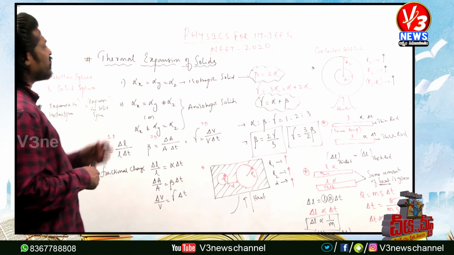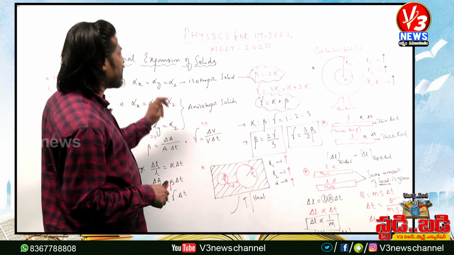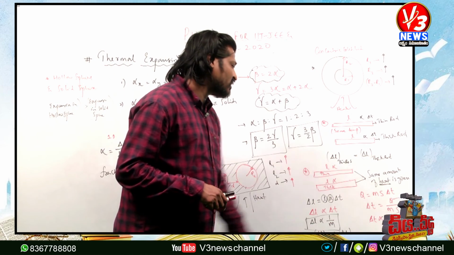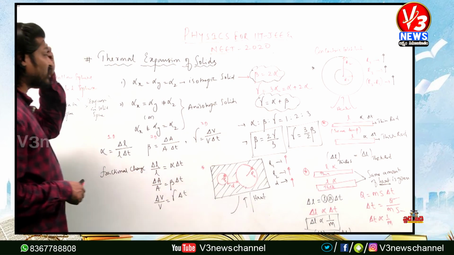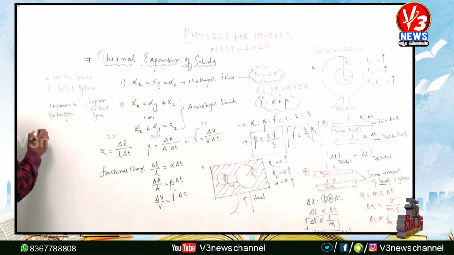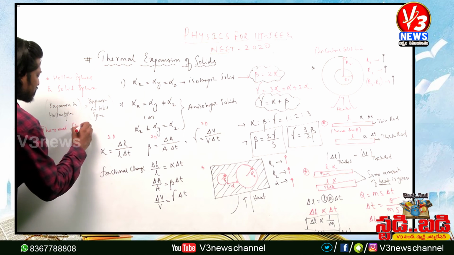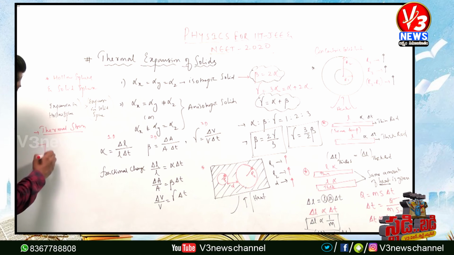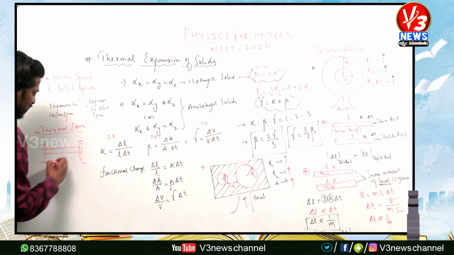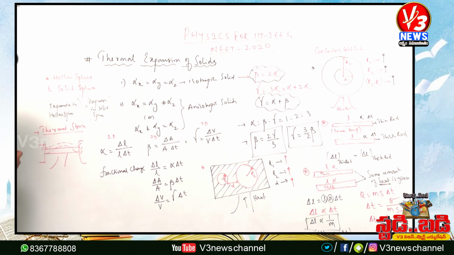If you need to do some problems on this, concentrate on problems with isotropic as well as anisotropic solids, and some on concentric shells of the given condition. And we have one more term called thermal stress. Thermal stress is nothing but what? When a rod is fixed between two rigid supports and you give a certain amount of heat, a small bending is seen because of the stress developed in it.